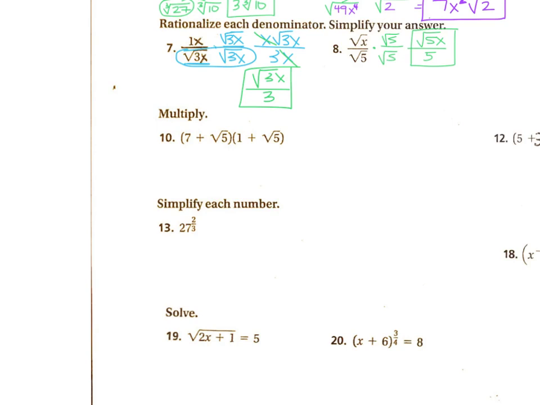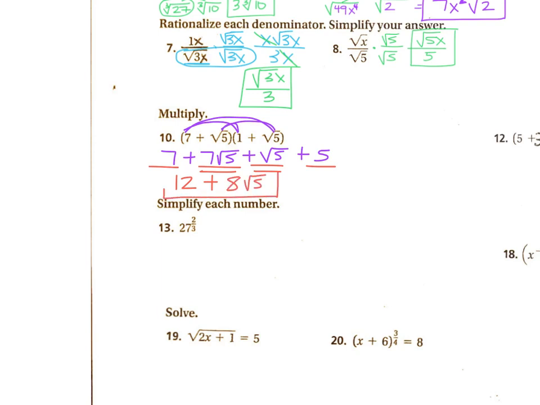We're FOILing this. So we are going to do 7 times 1 plus 7 rad 5 plus the inside, which is 1 rad 5, I'm just going to call that rad 5, plus rad 5 times rad 5, which is the square root of 25, which is just 5. Okay, then we simplify from there. 7 plus 5 is 12, plus 7 rad 5 plus rad 5 is 8 rad 5. And then that we can't simplify any further, so that would be your answer.